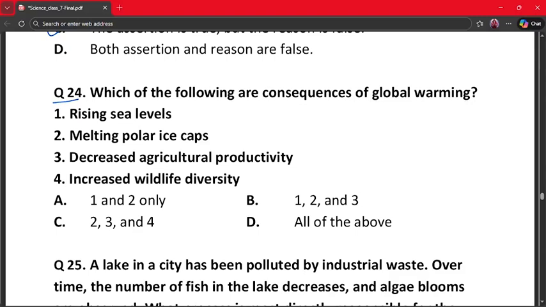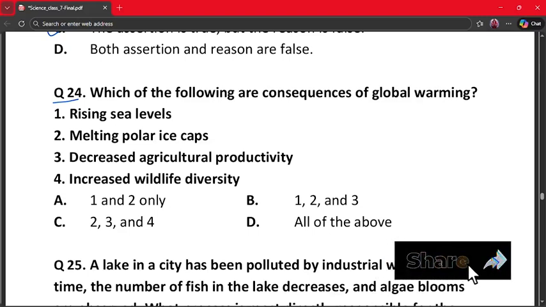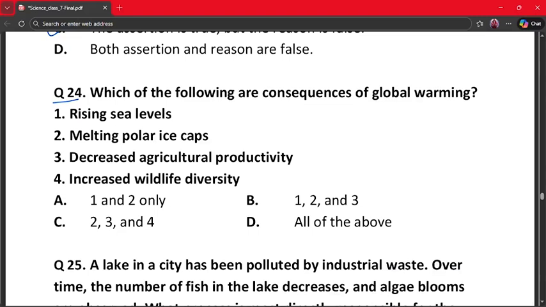So global warming causes ice melting. This leads to rising sea levels. It also affects agriculture negatively, but it does not increase wildlife diversity. So 1, 2 and 3 are correct, but the 4th is incorrect. So option B, 1, 2 and 3, is the correct option.